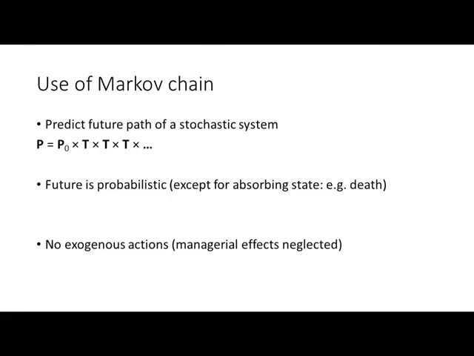And how do we use a Markov chain? So what good does a Markov chain do? Well, a Markov chain is very useful to predict the future path of a stochastic system. So here I'm using the matrix notation. P0 represents the probability that the system is in a given state at the very beginning of your simulation. So P0 is the initial probability. And times T, this matrix T represents the transition probability matrix.